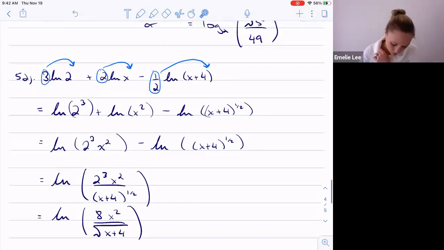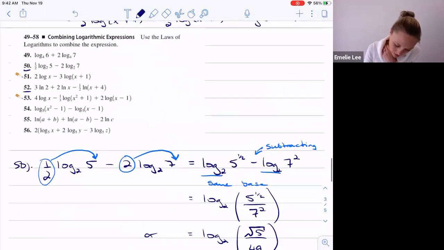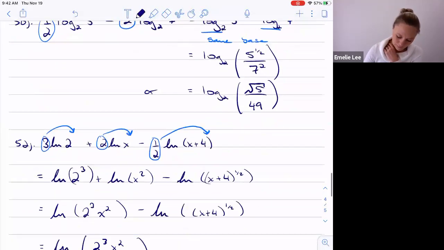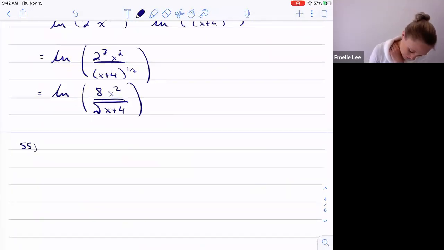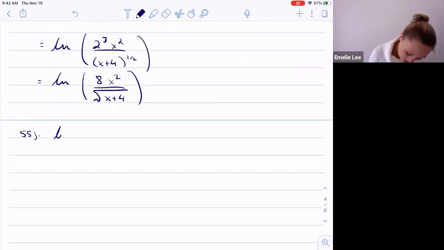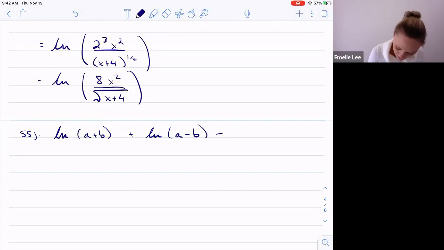Let's do, which one should we do next? That one's similar. Let's do 55 because it's a little bit weird. Okay. 55, so we have the natural log of a plus b plus the natural log of a minus b minus 2 natural log of c.